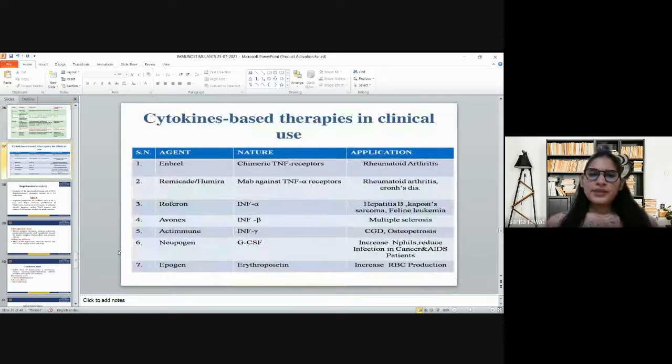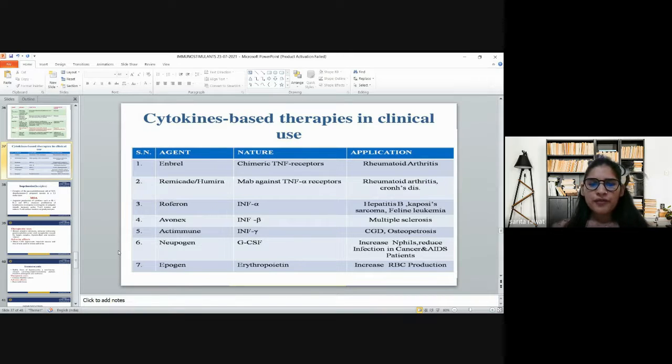Now the next we have cytokine based therapies in clinical use. So when we talk about the agent, we have Enbrel, then the nature is dimeric TNF receptor. Application is in rheumatoid arthritis. The next we have Remicade and Humira. So the nature include mAb against TNF alpha receptor. Applications included in rheumatoid arthritis and Crohn's disease.